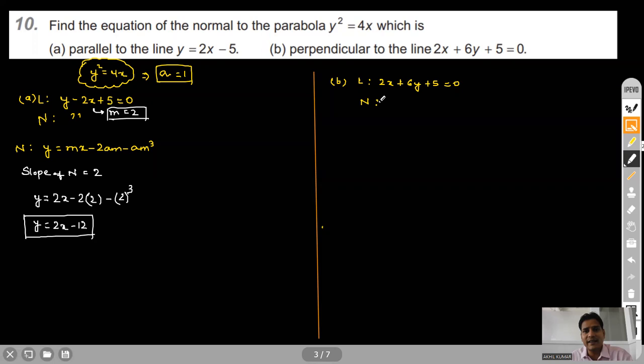Now we have to again write the equation of normal which is perpendicular to this given line in the second part of this question. So we will apply the same approach here also. Like in slope form, how we write the equation of normal for this parabola y square is equal to 4x, same: y is equal to mx minus 2am minus am cube.